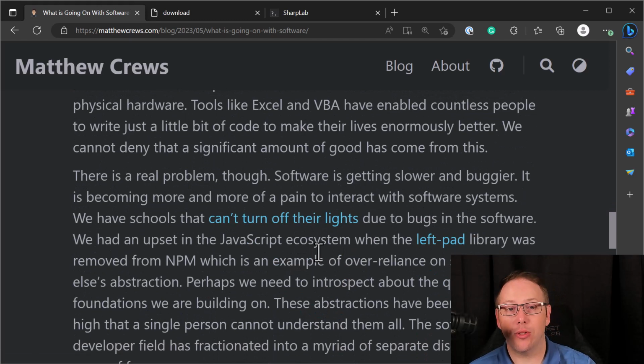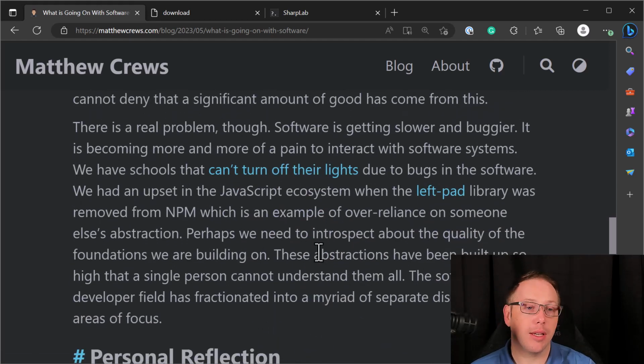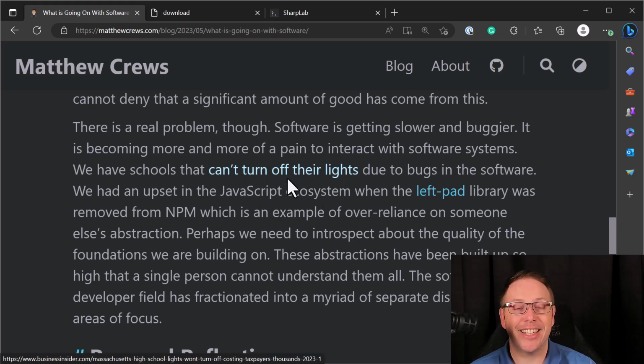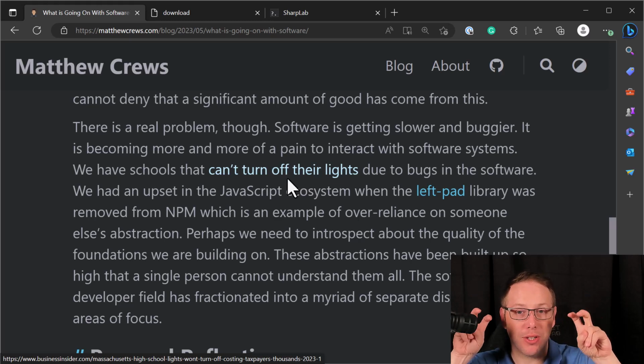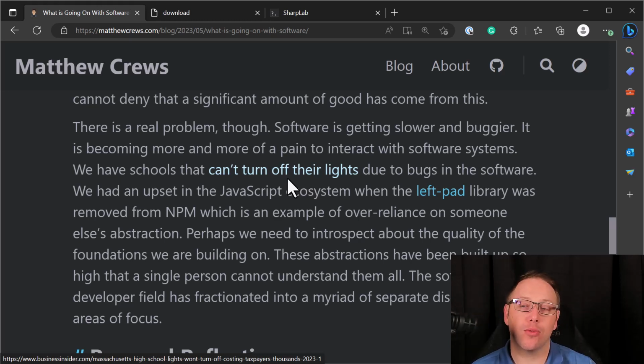And this has led to some pretty gnarly problems in recent memory. One example here is an article that I cite where a school could not turn off the lights because the lights were smart lights and the software for turning them off had a bug, but they couldn't get the source code to fix it. It's something completely outrageous, right? That is an example of all these layers building up, leading to systems that cannot be maintained or fixed.